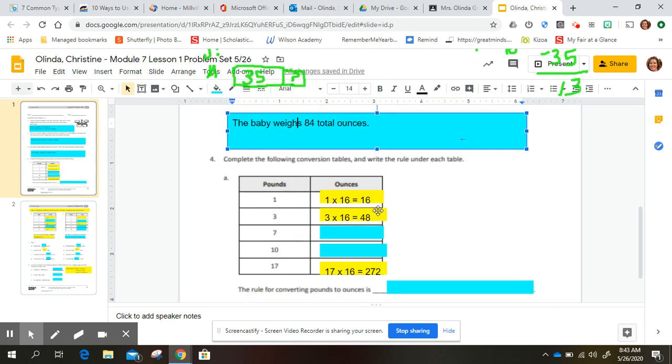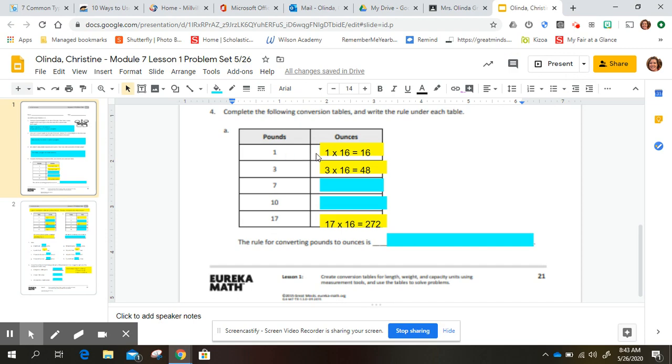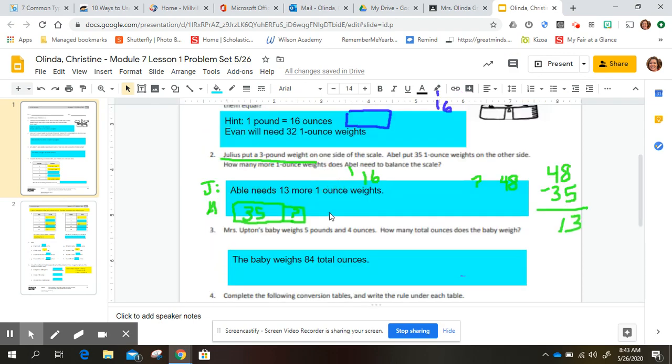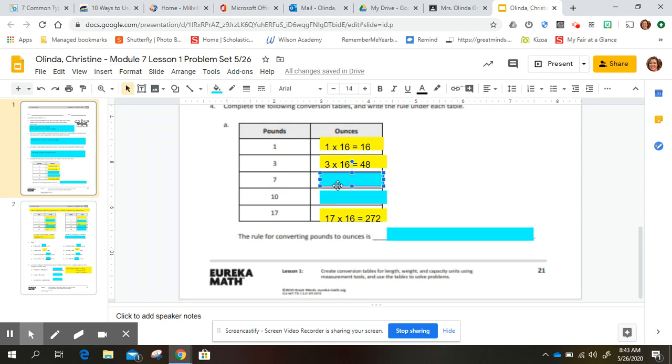All right, number 4, complete the following conversion tables and write the rule under each table. So she helped us out already. We know that 16 ounces equals a pound. So all we need here to do is multiply. So you're going to click in the box. 7 times 16 equals, and you can use your calculator, you can figure that any way you want, but that would be 112.